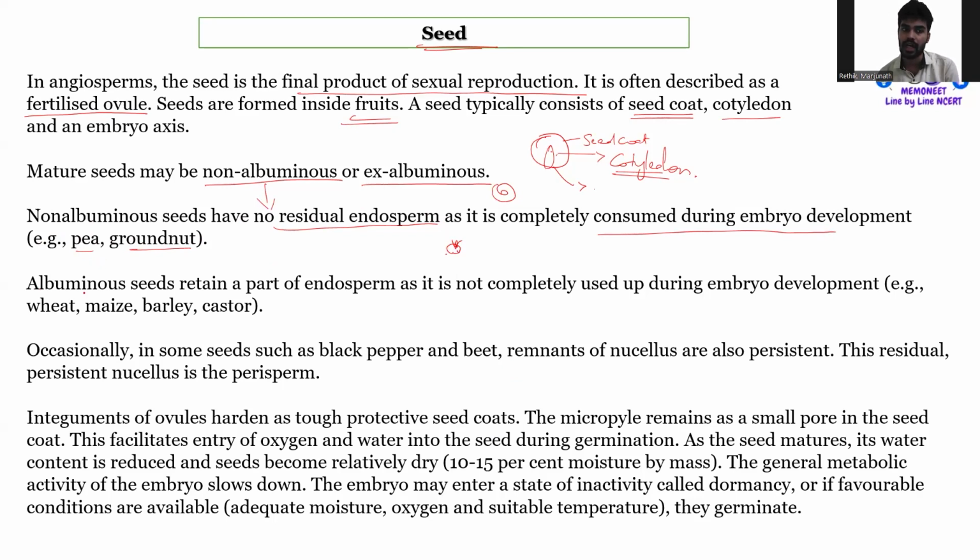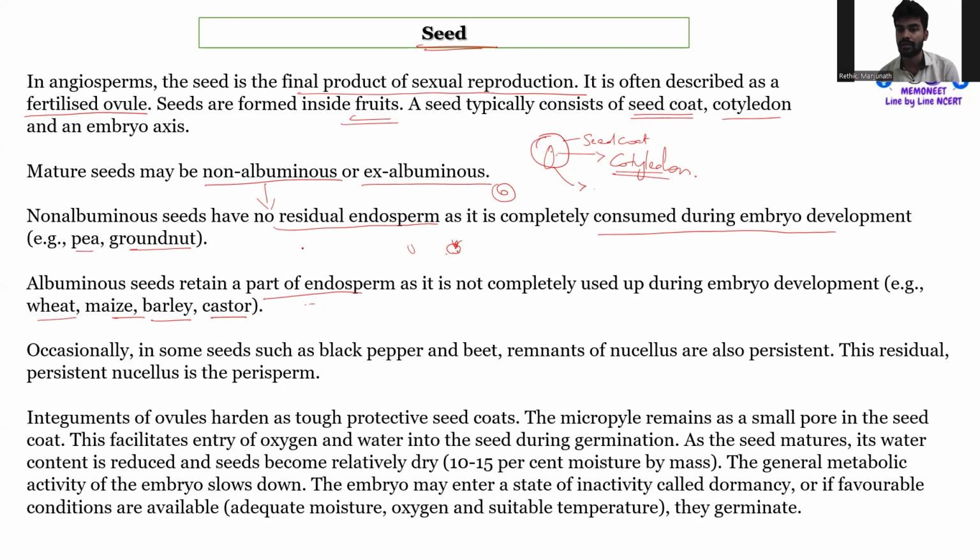The next one is the albuminous seed. In an albuminous seed, it normally retains some part of the endosperm. That means it is not going to completely use the endosperm during its embryonic development. If you take examples such as wheat, maize, castor, and barley, you'll get an idea. Completely, it is not going to utilize the endosperm.